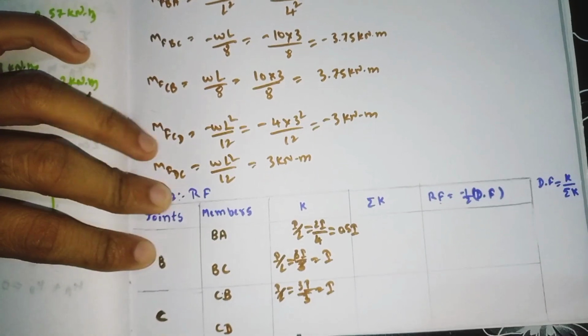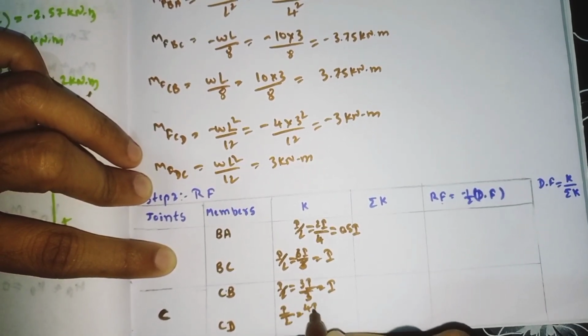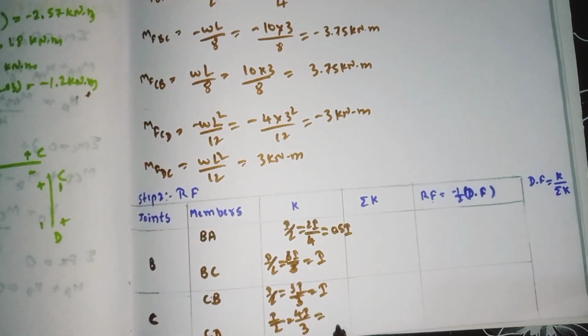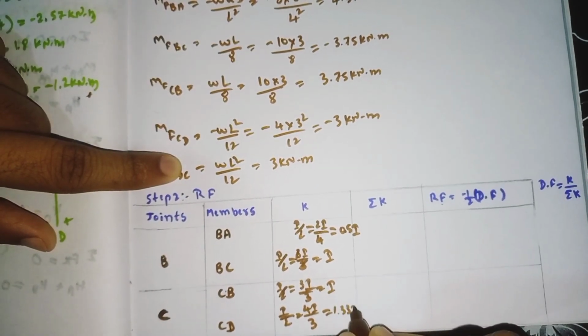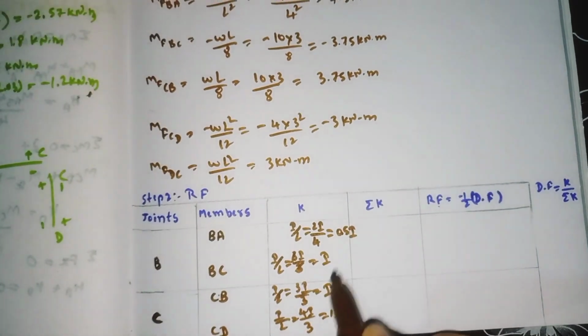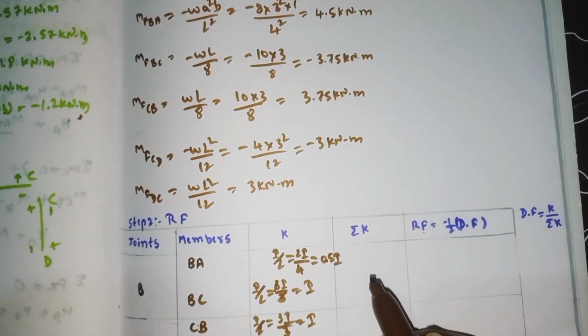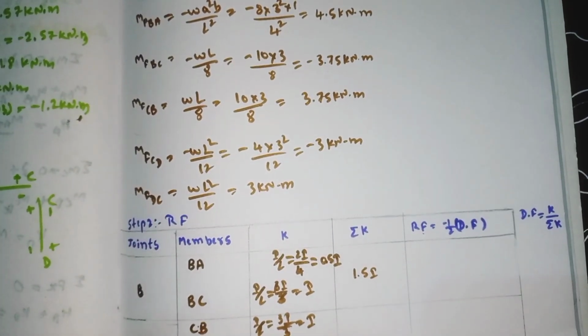Substitute. I divided by L is equal to 4I divided by length 3 meter. By simplifying, it will come out as 1.33I. Now we need the summation of k. Summation of k means we need to add 0.5I plus 1I. So if we add, it will come out as 1.5I. Similarly for I plus 1.33I, it will come out as 2.33I.